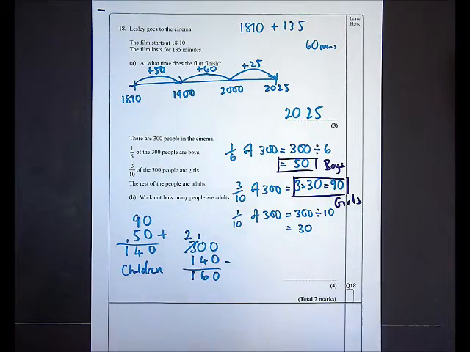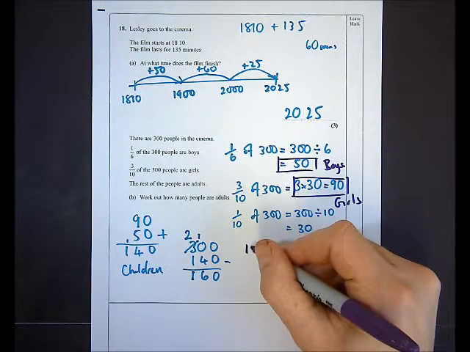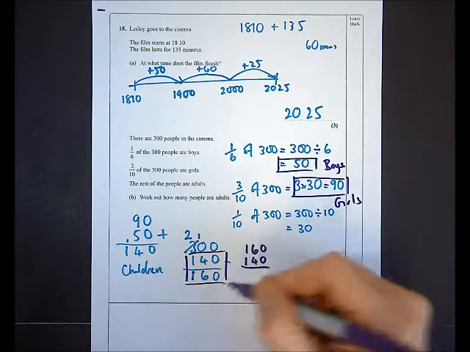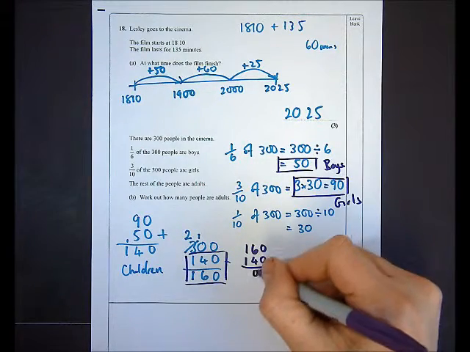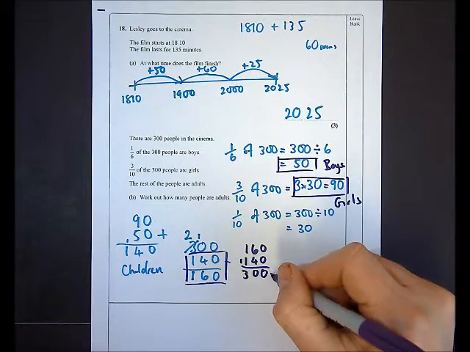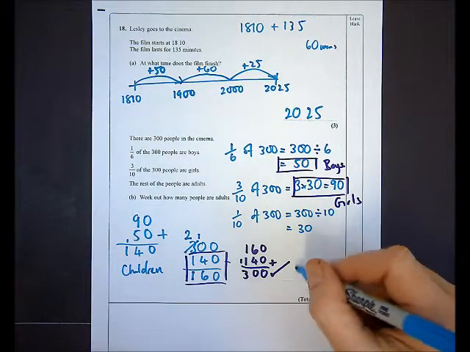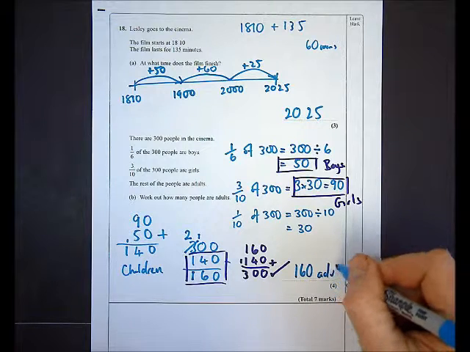160. Now, when you do any subtraction in your test, it's worth just checking it by adding those two numbers back up again. 140 and 160. And if I've done it properly, I should get the number I started with, 300. So I've obviously got that right. So my answer is 160 adults.